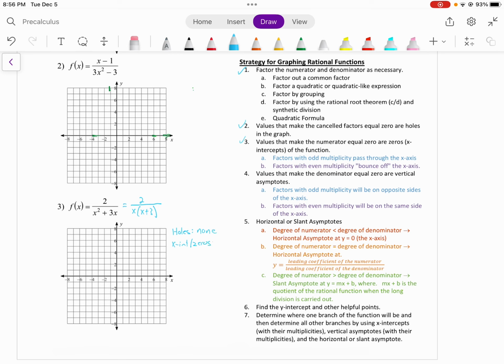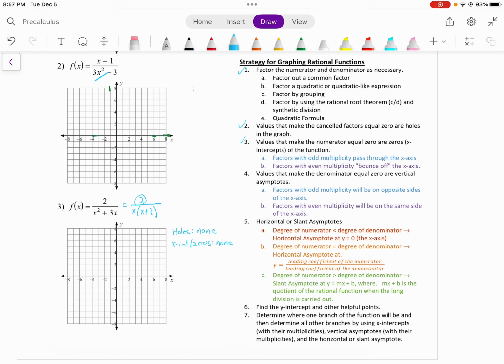You can read it there, but zeros occur at values of x that make the numerator equal 0. Well, the numerator is 2. It has nothing to do with x. So once again, just like number 2, if you've watched that one, there ends up being no x-intercepts. I shouldn't say that because that could be confusing. One of the factors cancels in number 2.